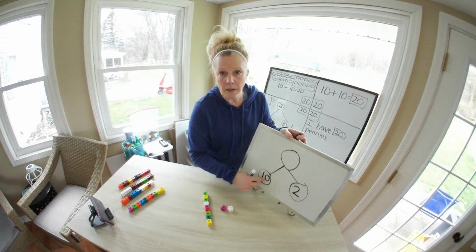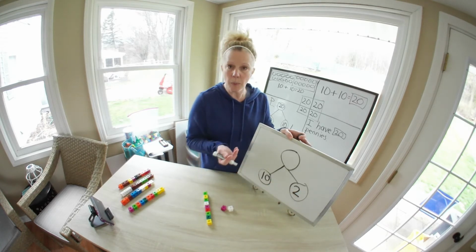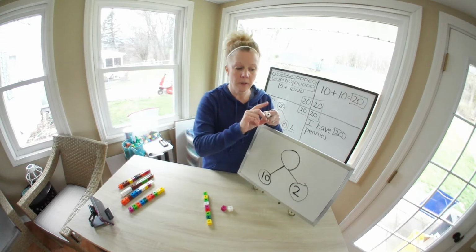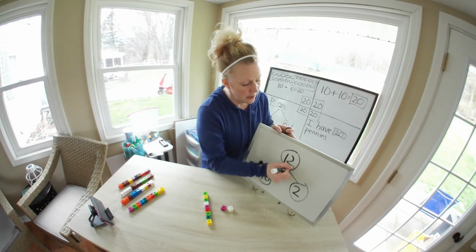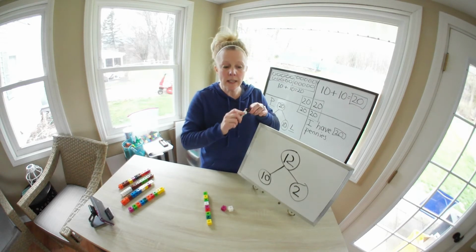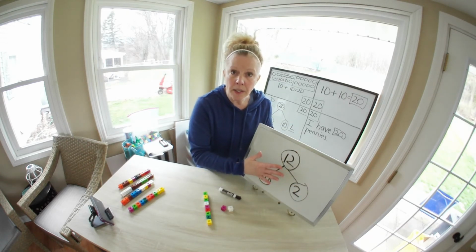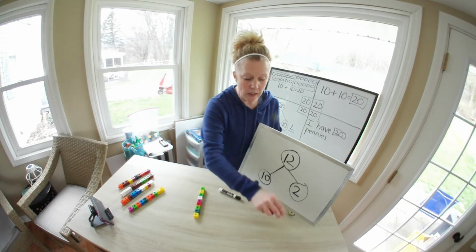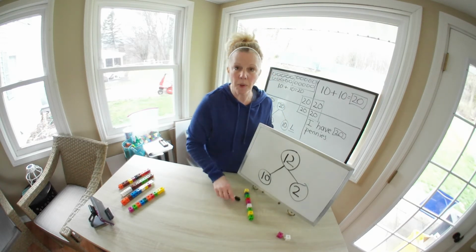So 10 plus 2 more is what? Well, let's punch it out. 10, 11, 12. So 12 is my answer. So what I'm doing is I'm breaking my number bond into my tens, my 10 sticks, and my single ones. That's how I can break it apart.